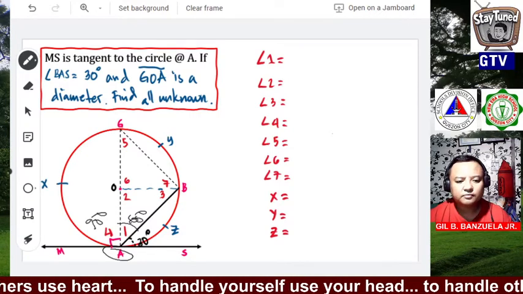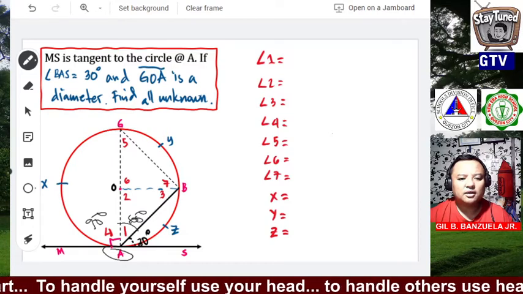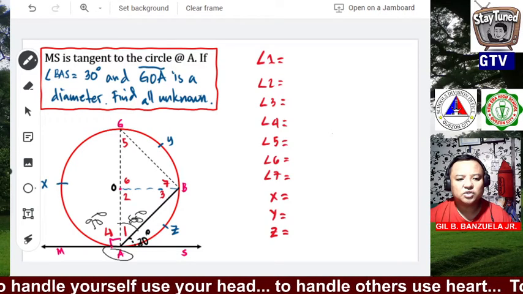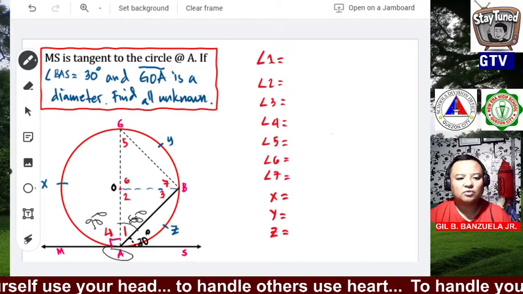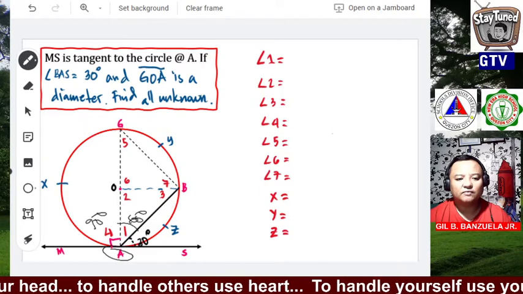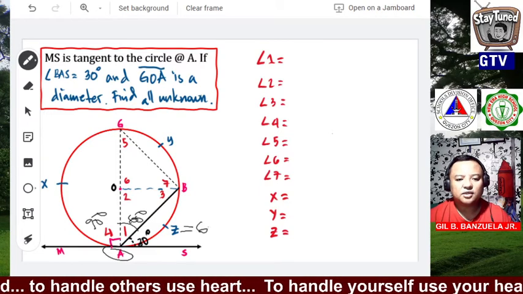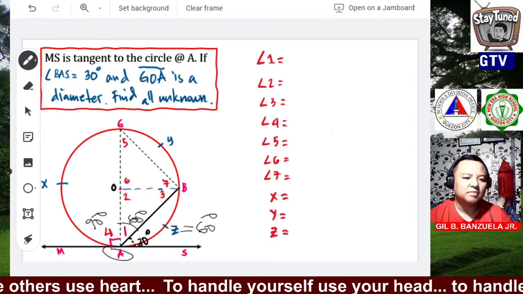Now, binigay yung measure ng angle formed by a tangent and a chord na 30 degrees. So, therefore, kaya na nating sabihin kung ano ang measure ng arc AB. So, times 2 lang ng angle 4. So, therefore, ito ay 60 degrees. So, yun yung kinagandahan guys kapag alam natin yung theorem.